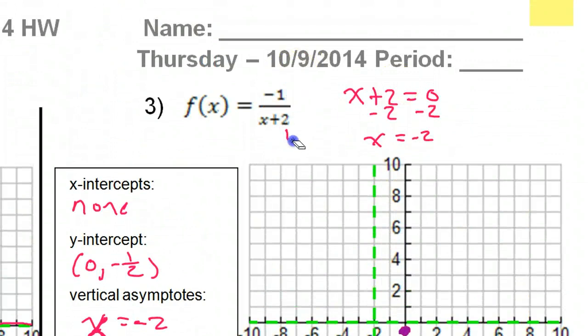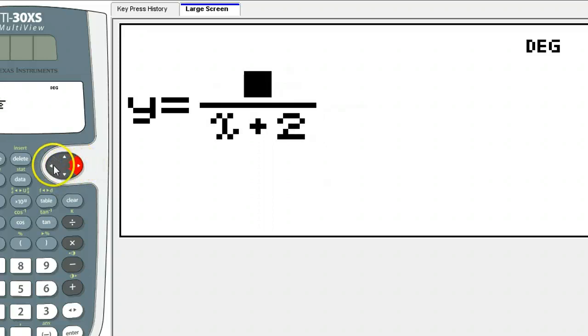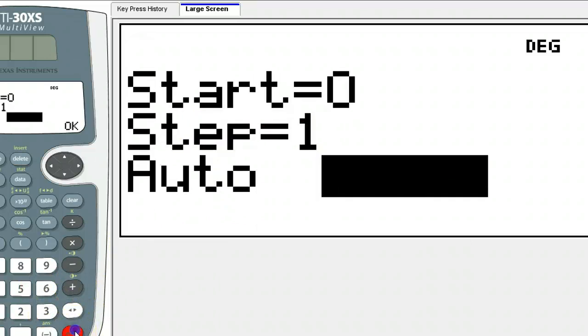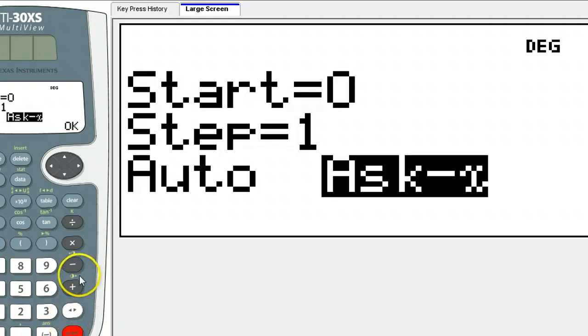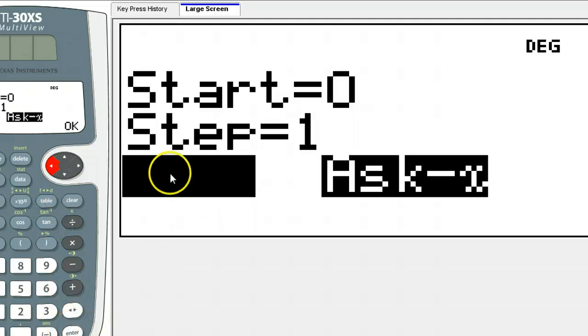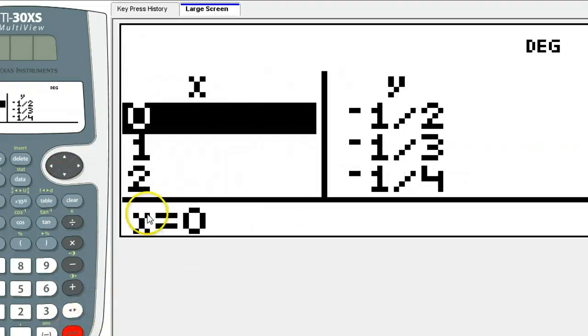All right, so in our calculator, we'll just do negative 1 over x plus 2. Okay, so I wonder, can I just make this a negative 1? Okay, negative 1 over x plus 2. Oh, whoops, I didn't mean to do that just yet. For now, let's just do auto mode. I had switched to ask mode. I'll do that again in a second, but for right now.